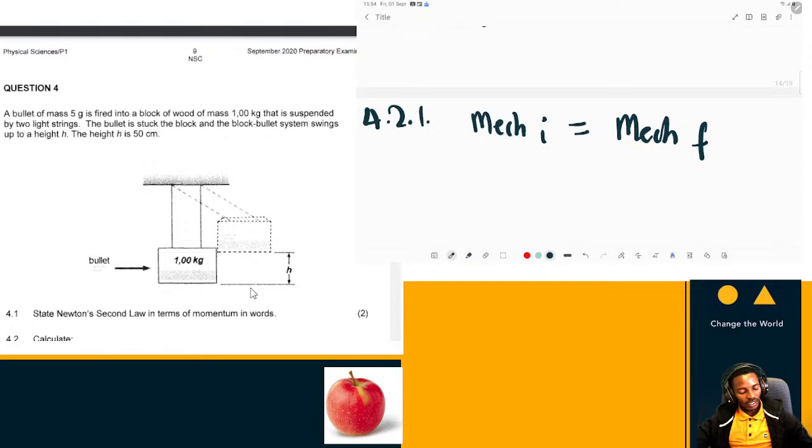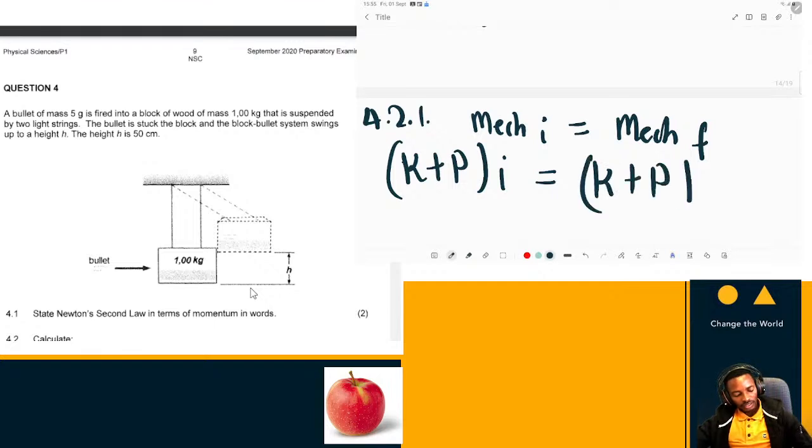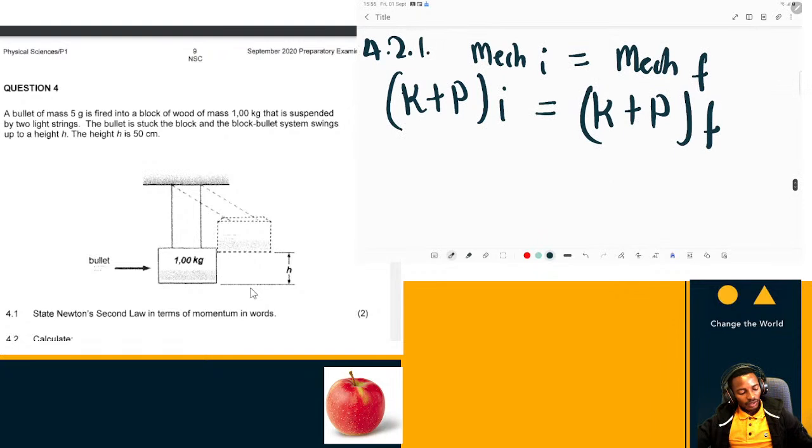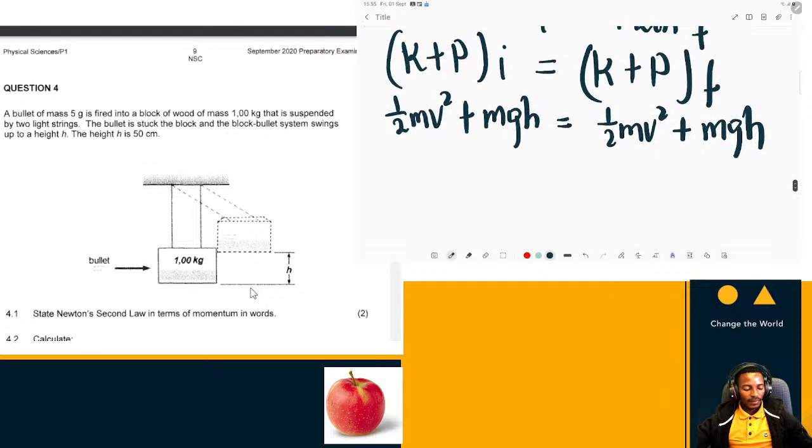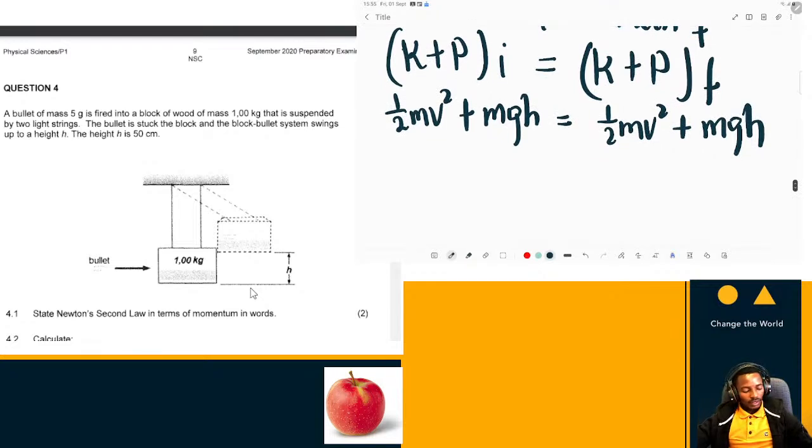So what is this mechanical energy? This mechanical energy is simply equal to the sum of kinetic energy and potential energy initially. This should be equal to the sum of the kinetic energy and potential energy finally. And we know that kinetic energy is defined by half mv squared, and potential energy is defined by mgh. This should be equal to half mv squared plus mgh. All right. So this is the equation we are looking for.